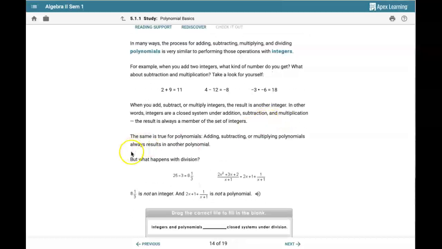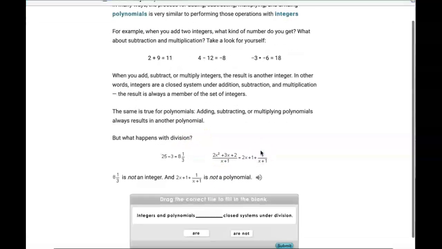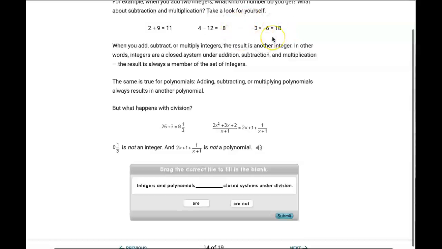But the key here is what happens with division. When we look at the other operations, we end up with our whole set of integers in our answers. But with division, 3 does not go into 25 evenly. It goes in 8 1/3 times. So 8 1/3 is not an integer, right? It's not a whole number.